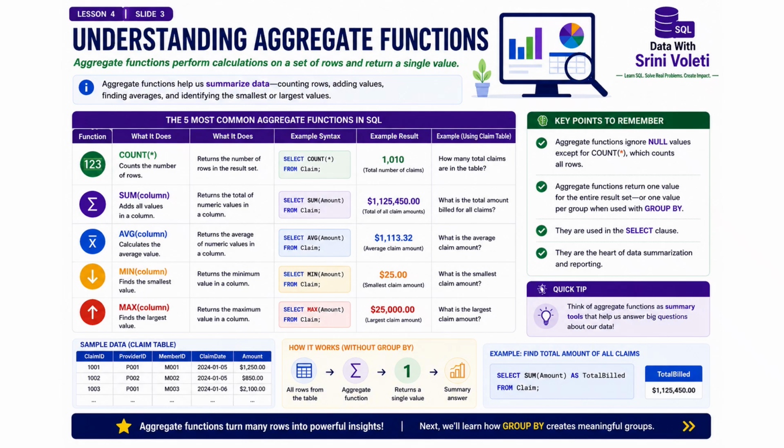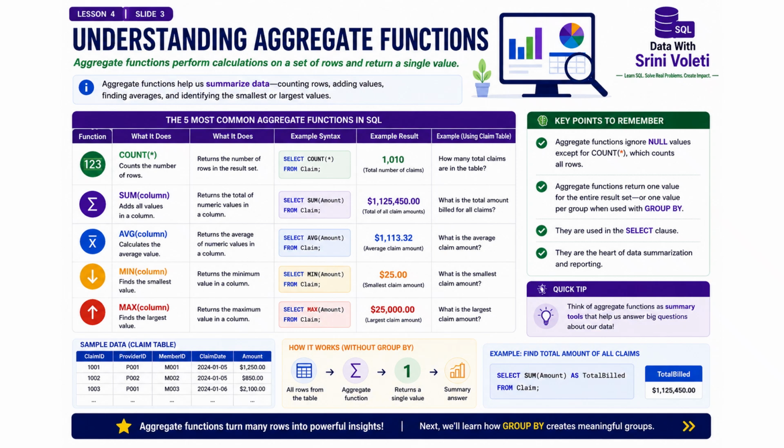Understanding aggregate functions. Now that we understand why businesses summarize data, let us look at the tools SQL provides to make this happen. These tools are called aggregate functions. An aggregate function performs a calculation on a group of rows and returns one single value. Think about that for a moment. Instead of returning hundreds or even thousands of individual rows, aggregate functions give us one meaningful answer. That is exactly what business leaders need. Let's look at the 5 aggregate functions that every SQL developer and data analyst should know.